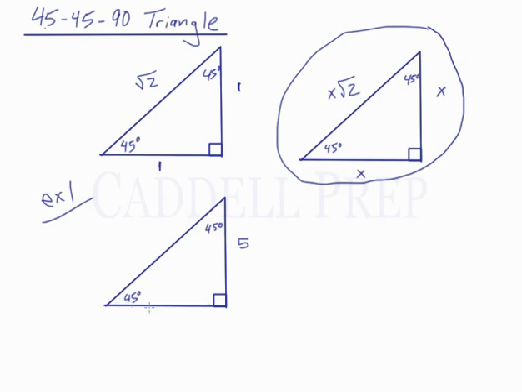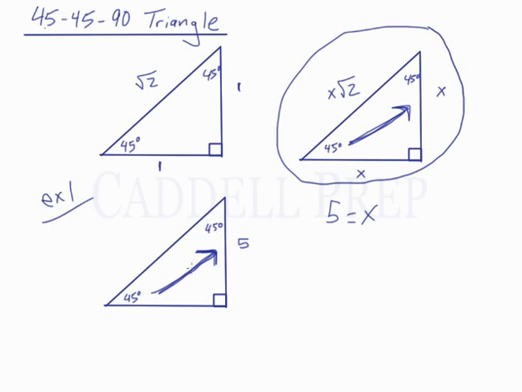So if we want to find the measure of this side, that matches up with x. Okay, so first we have to find out what x is. Take a look at this 5. This is across from the 45. And we see that across from the 45 is x. So we know 5 equals x. So with that knowledge, we can find any of the other sides.